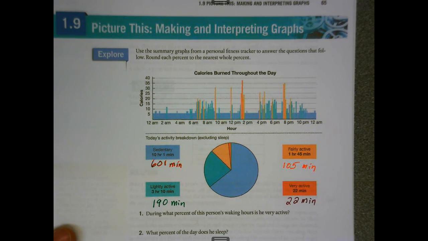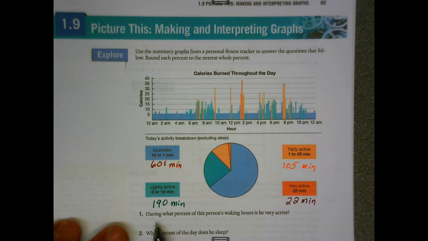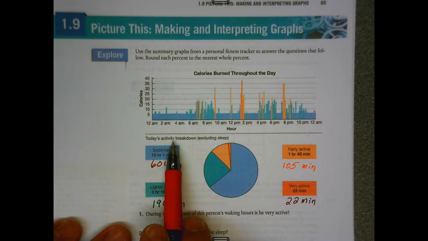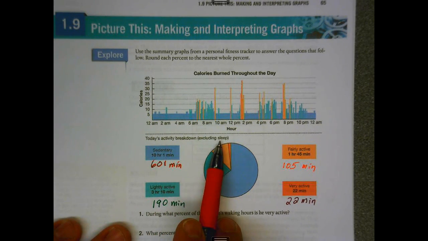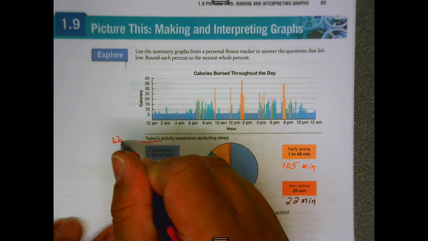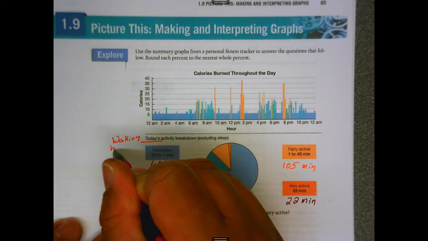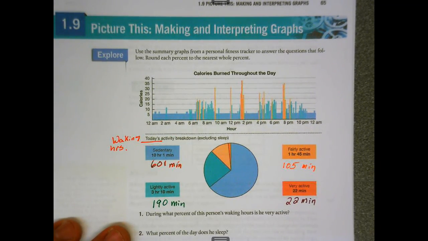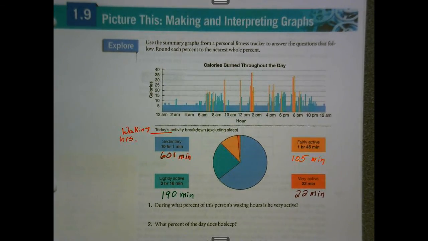All right, number one, during what percent of this person's waking hours is he very active? Okay, so we have waking hours, which, if you look at the definition here of what the data is, it's the activity breakdown excluding sleep. So this is the waking hours here. All right, question number one. During what percent of this person's waking hours is he very active?